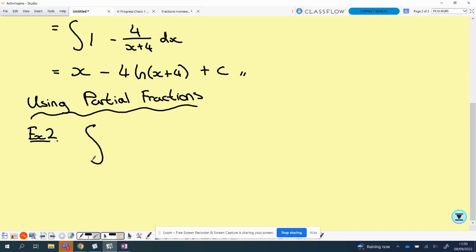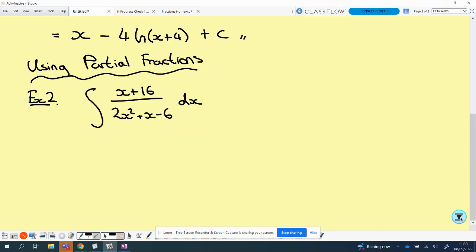We want to integrate x plus 16 all over 2x squared plus x minus 6 with respect to x. Okay, so again, there's nothing that we can do using any of our standard integrals that allows us to integrate this as it stands. Okay, we can't do long division, the power on the bottom is bigger than the power on the top, so that wouldn't work either.